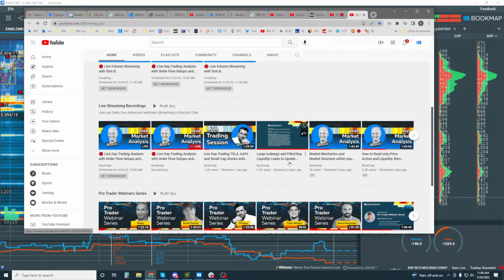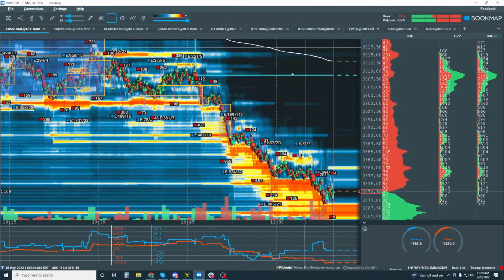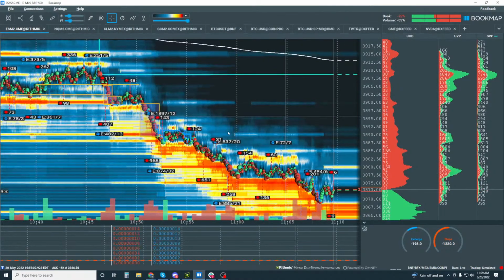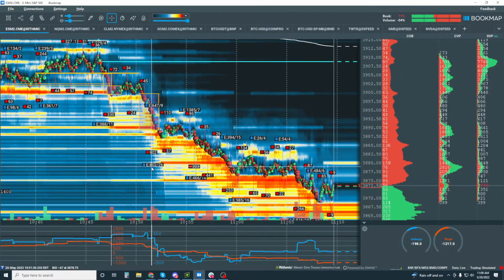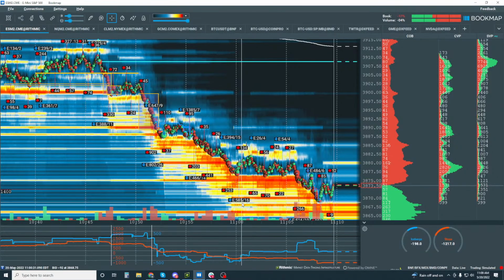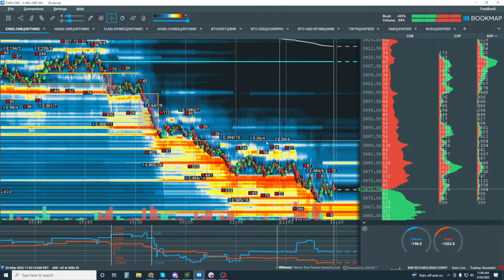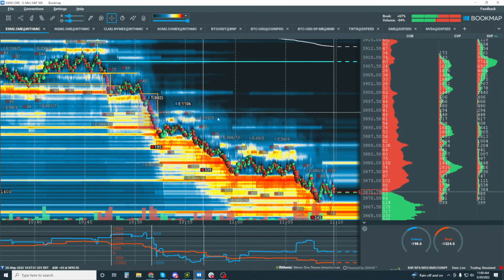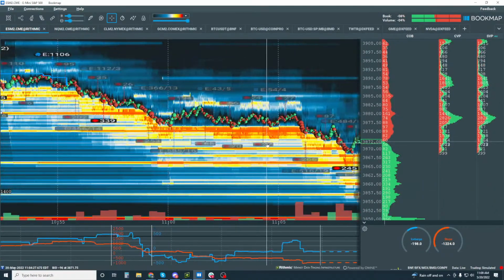Large icebergs filled by liquidity leads to upside move. Okay, this one. So it's the same thing we're going to be looking for right now. Same thing, right? Do we see all these huge icebergs on the way down? Yeah, 800, 400, 500, or almost 600 here. Okay, there's some on the other side, but we're looking for them.